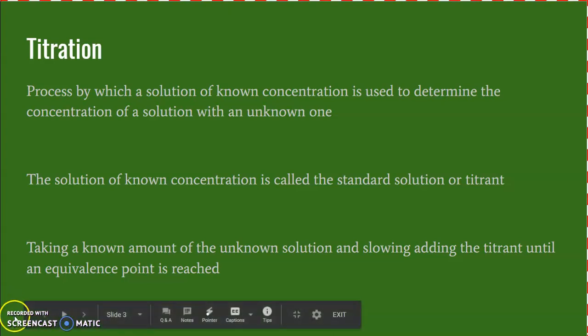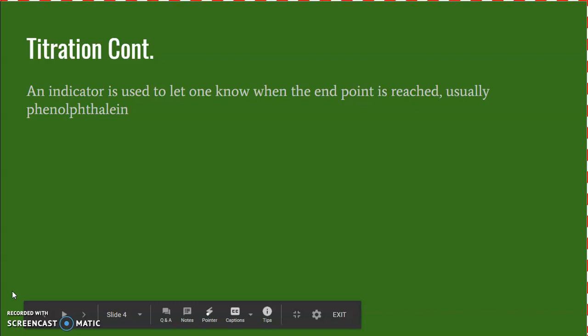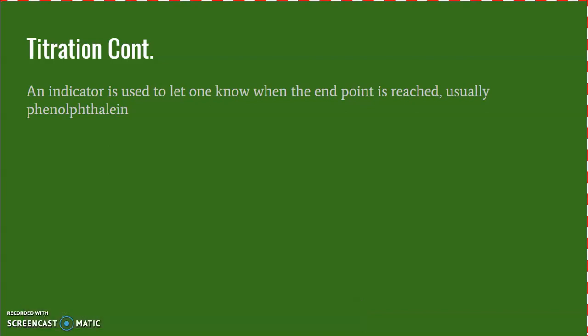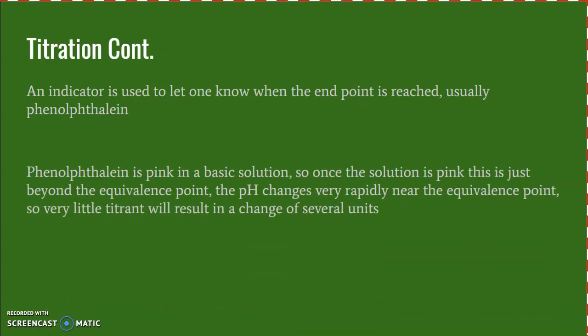So when you do titration, you use an indicator to let you know when you reach the end point, which is usually phenolphthalein, because phenolphthalein will go from clear when it's an acid or a neutral solution to pink when it becomes a base. And we know that the equivalence point is going to be really close to when it changes from neutral to basic, because when you're adding in your titrant, it has very quick changes of pH when you get around that neutralization point. So it's going to be close enough that we can just call it the same.